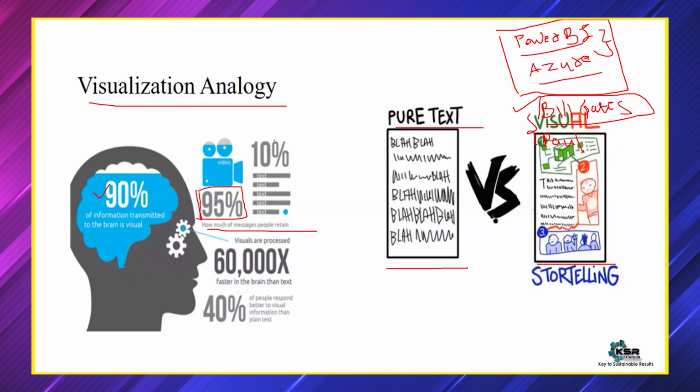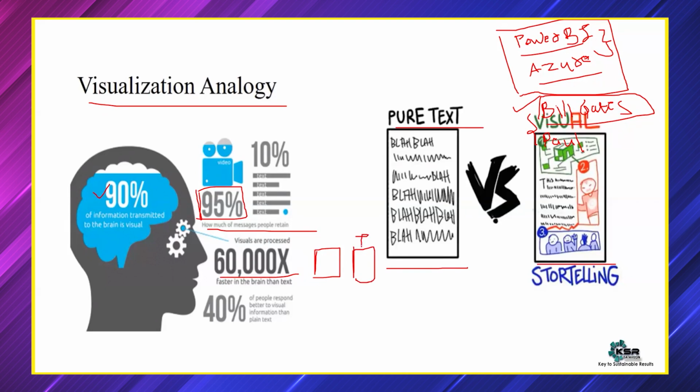Maybe 20, 25 years back, the importance of reporting and visualization was not that great. But with the recent introduction of multiple tools, with the industry trend and the amount of data growing, the more you visualize, the more you try to see it in a pictorial format, the more you remember. So around 60,000 times faster our human brain works if you see a normal picture rather than normal text.